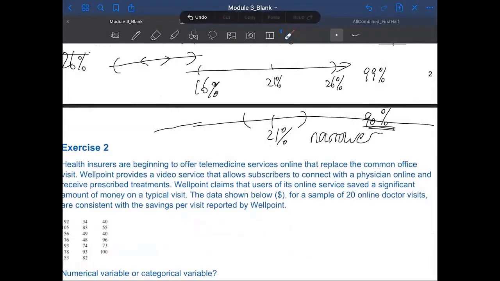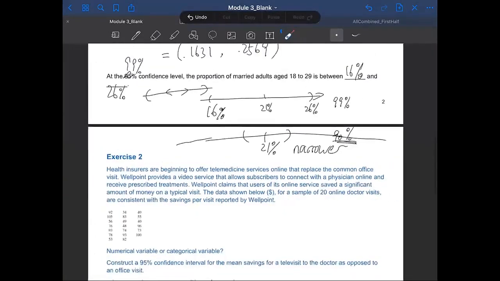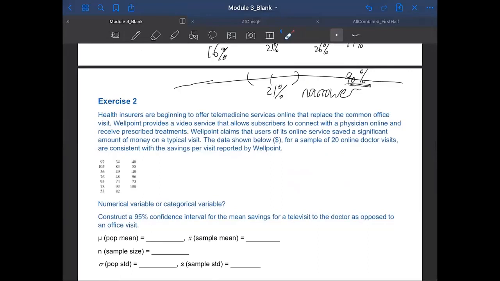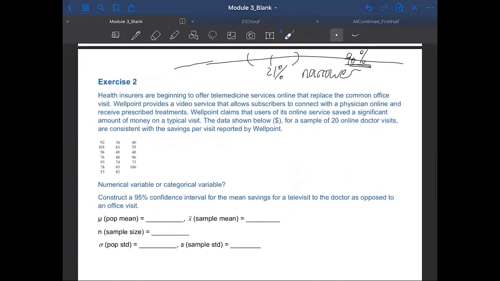Let's see. I'm going to work on exercise 2. So I want you guys to go over the questions here, and after you are done with that, I want you to try to fill in the blanks. The blanks are given here. Try to fill in the blanks, and then try to answer the question: is it a numerical variable versus a categorical variable? Okay, so is it numerical?